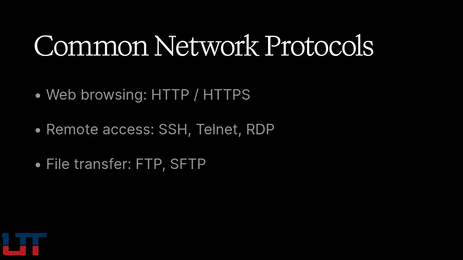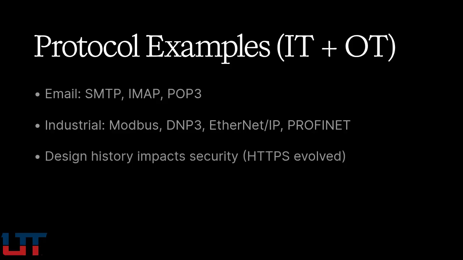Remote access uses SSH, Telnet, and RDP. File transfer uses FTP and SFTP. Incidentally, a lot of these P's stand for protocol. Email uses SMTP, IMAP, and POP3. Industrial communication uses Modbus, DNP3, EtherNet/IP, Profinet, and others. Each protocol was designed with a specific purpose in mind.